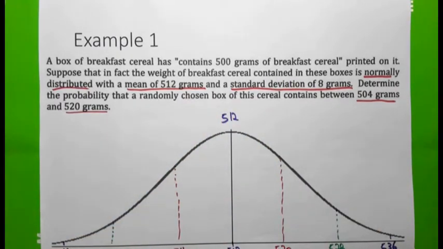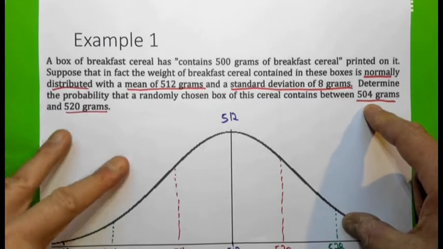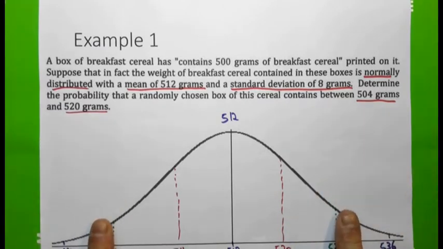68.3%. If you ask another question, what is the probability of the cereal contains between 496 and 538 grams, is actually between this line, which is 95.4% or 95%.